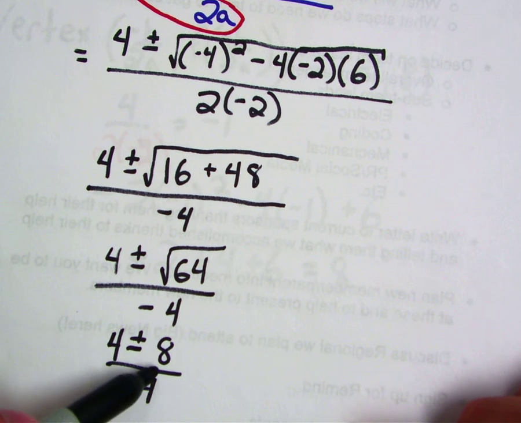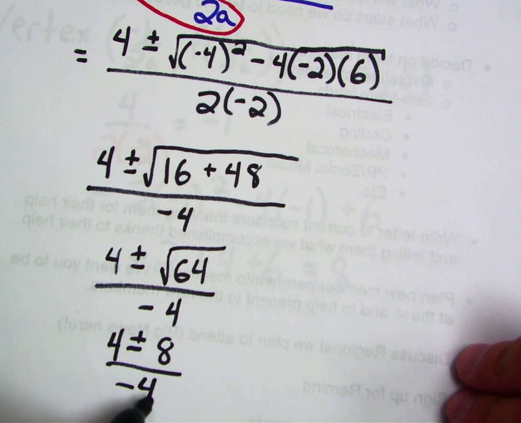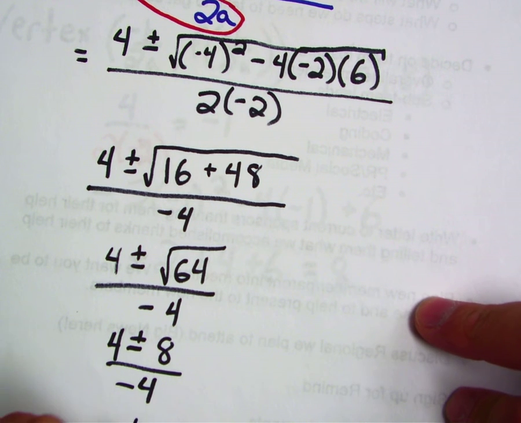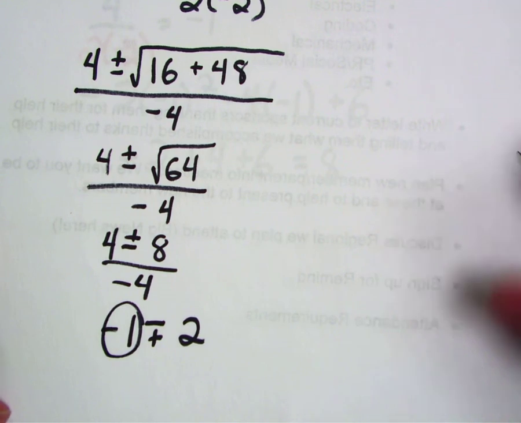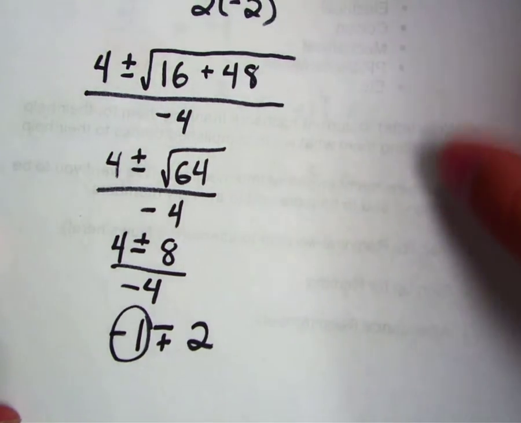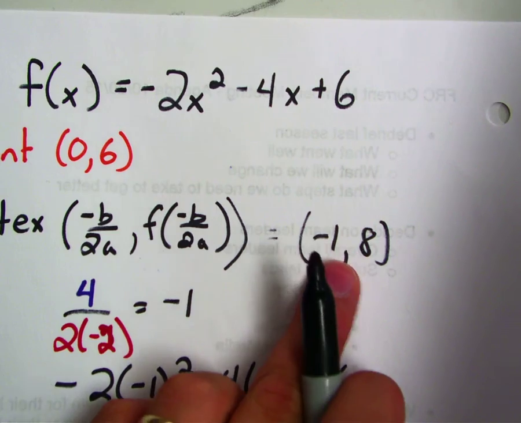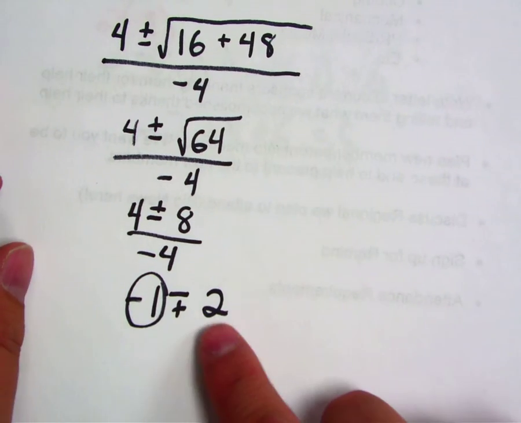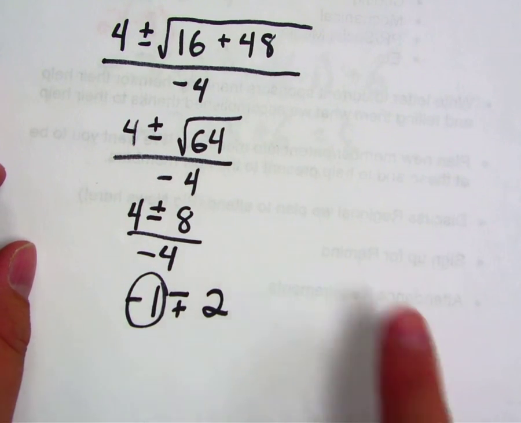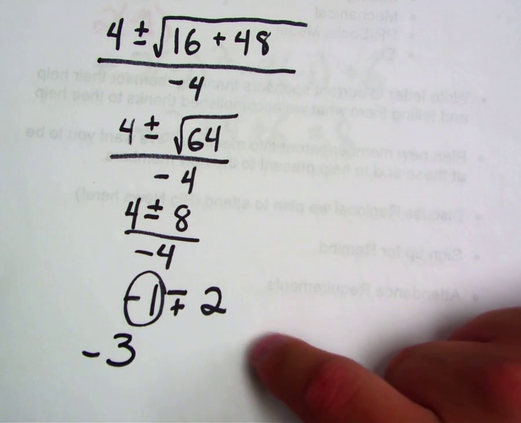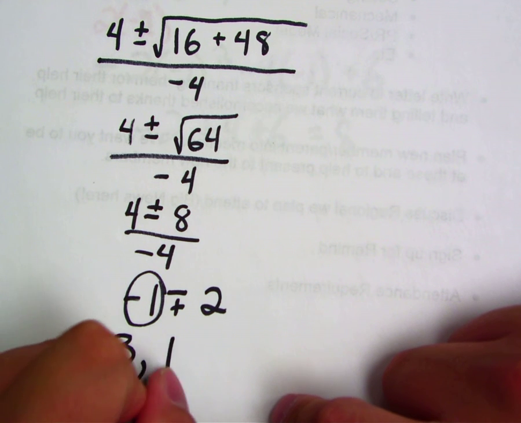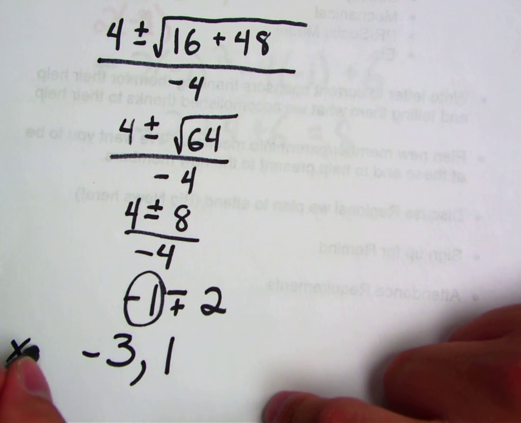Before I simplify it the whole way, though, I want to point out here that we could simplify this fraction a little bit. 4 over negative 4 is negative 1, and then we'd have minus or plus 2. That negative 1 is the x-coordinate of our vertex. If you look there, that's the x-coordinate of our vertex. And then the plus or minus is going to tell us how far to the left and how far to the right our coordinates are. So if we have negative 1 minus 2, that's negative 3. And if we have negative 1 plus 2, that's positive 1. And so those are our x-intercepts.